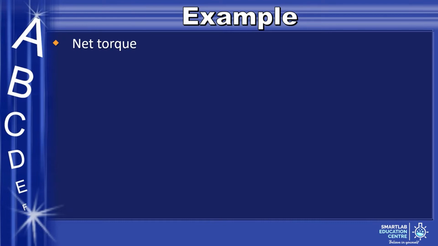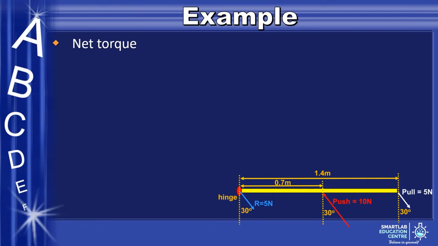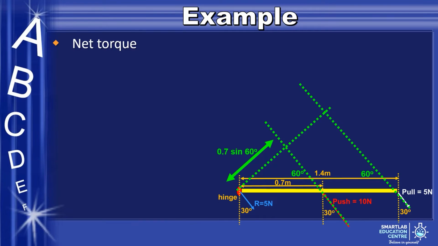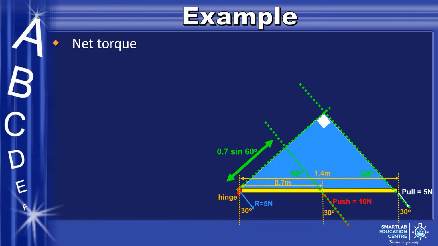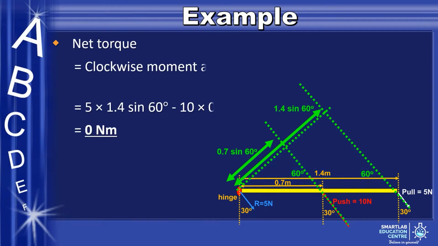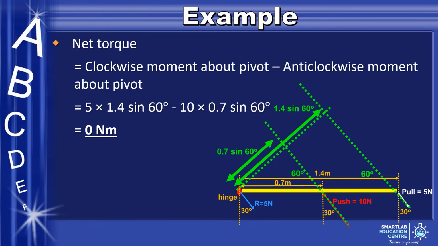Next, we have to show that the net torque of the door is 0 Newton meters. Firstly, for the clockwise moment as shown by the pushing force, we have to find the perpendicular distance. Here, by using trigonometry, since this is a right-angle triangle, we will end up with a perpendicular distance of 0.7 sine 60 degrees. As for the anti-clockwise moment demonstrated by the pulling force, we can use the same method to find the perpendicular distance. This gives us a perpendicular distance of 1.4 sine 60 degrees. By subtracting the moments, this gives a net torque of 0 Newton meters.